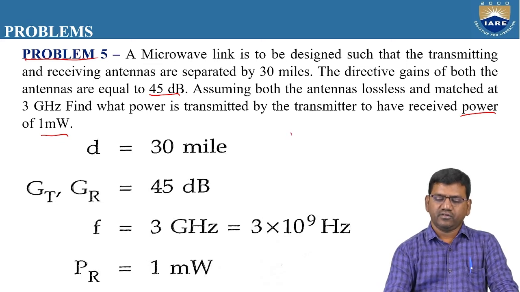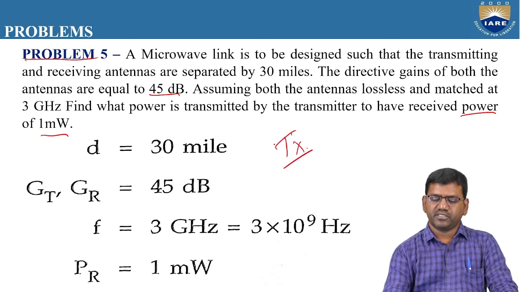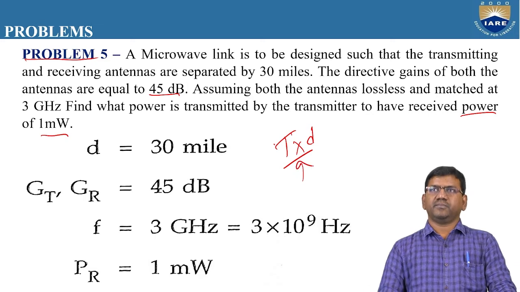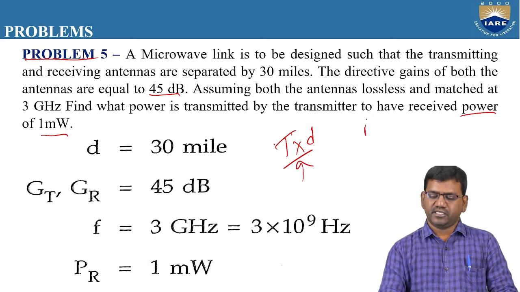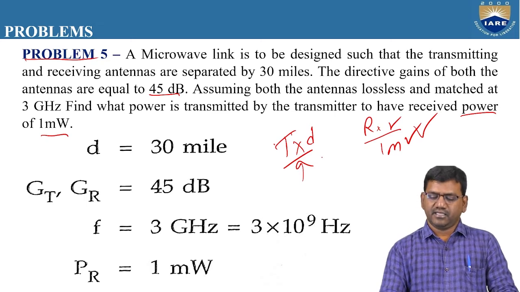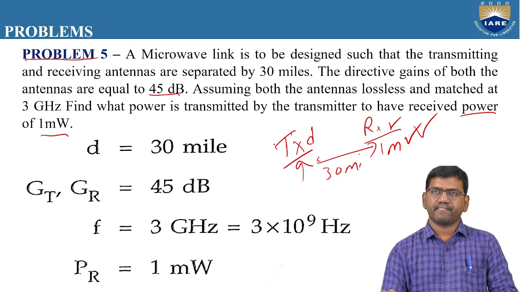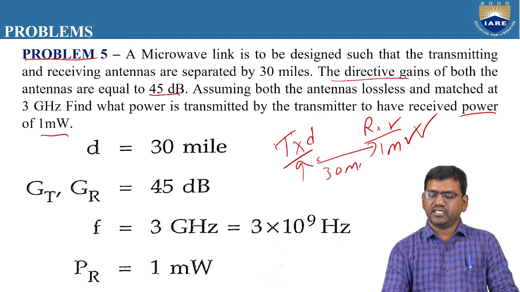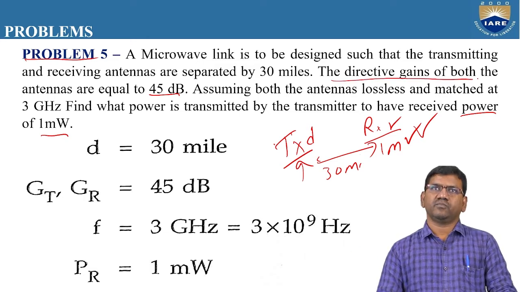So we do not know the amount of power transmitted. In the given data, there is no information regarding the transmitted power, but there is information regarding the receiving power. The receiving power is given as 1 milliwatt. The distance between the transmitting antenna and the receiving antenna is given as 30 miles. Another piece of information is that the directive gains of both antennas are the same.